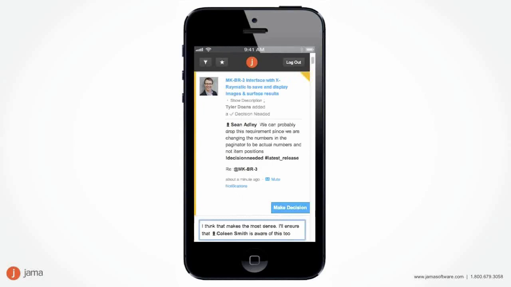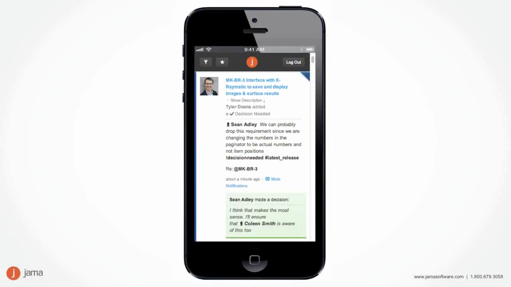This gives us a very simple way to engage and move through those requirements, questions that we have, or issues that are raised, no matter where those folks are working. And again, that same way to be able to make those decisions via mobile is, of course, available.